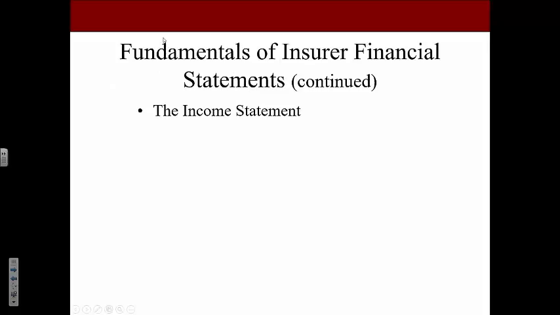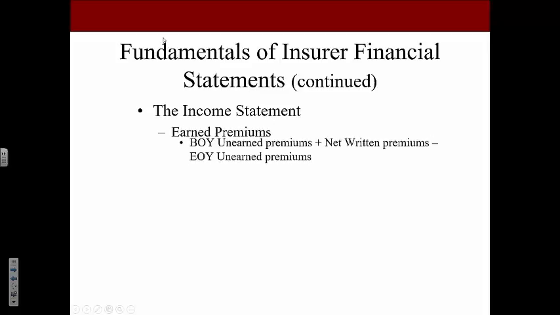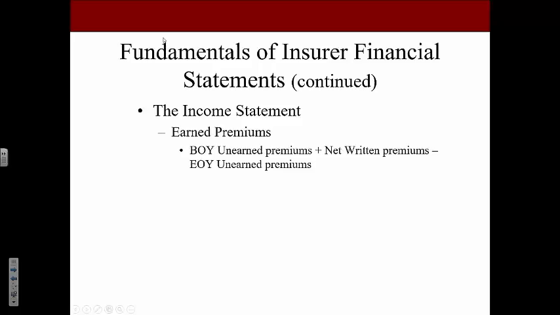Let's break down the income statement a bit further. We've actually discussed this before, where earned premiums is the beginning of year unearned premium plus the net written premium minus the end of year unearned premium. And this is because the beginning of year unearned premium must be earned over that year. The net written premium accounts for whatever new policies were written during that year, but we subtract off any end of the year unearned premiums. Remember that this is the calendar year method of calculating earned premiums.